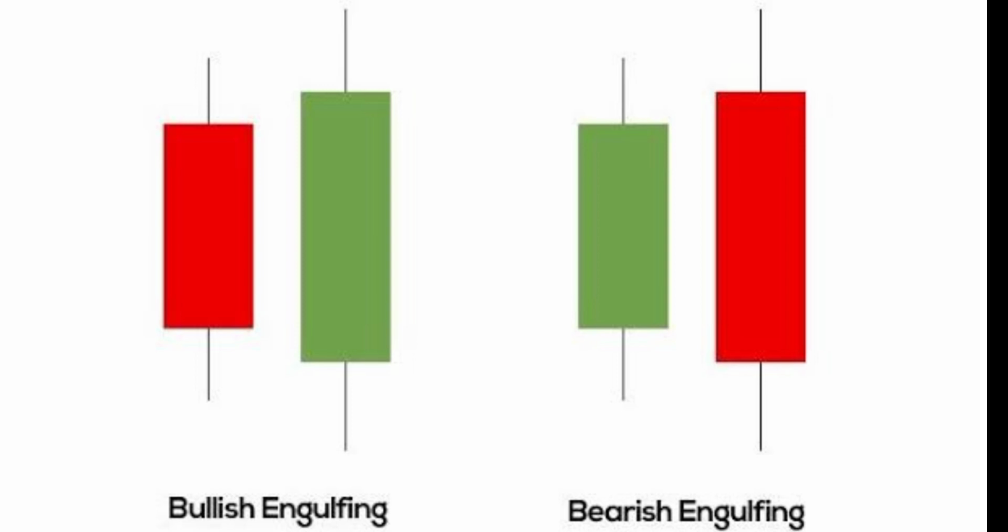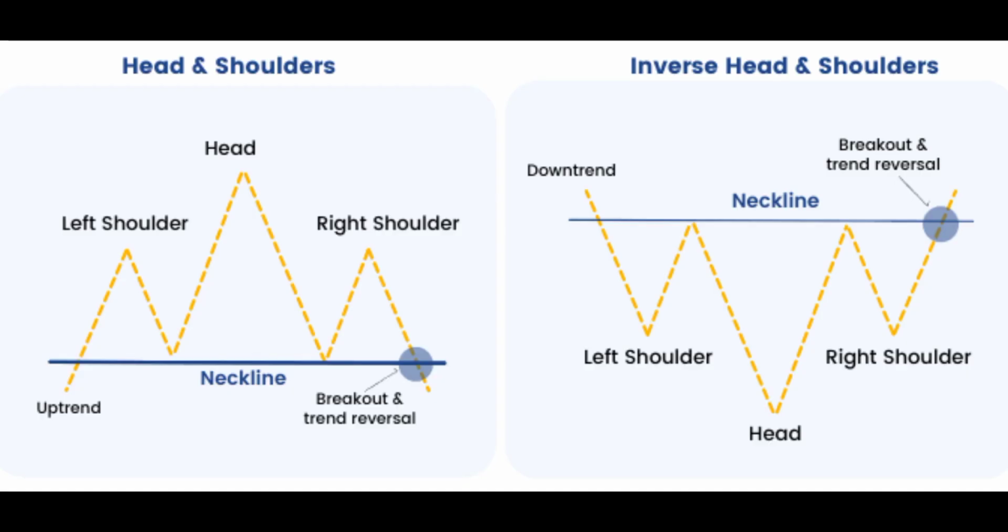Engulfing patterns. Bullish engulfing occurs when a small bearish candle is followed by a larger bullish candle, completely engulfing the previous one. The opposite is true for a bearish engulfing pattern. Patterns for reversals. Head and shoulders. This pattern involves three peaks: a higher peak, which is the head, between two lower peaks, which are the shoulders. It signals a potential trend reversal.